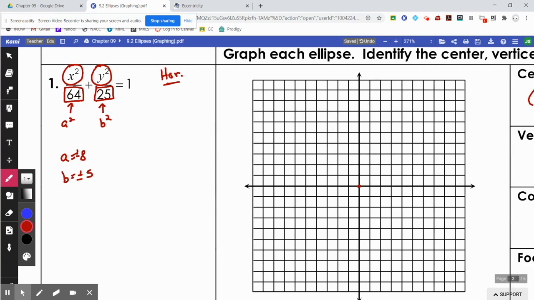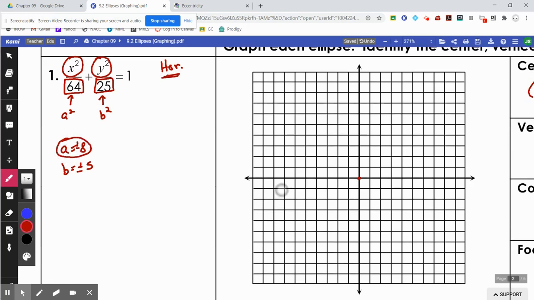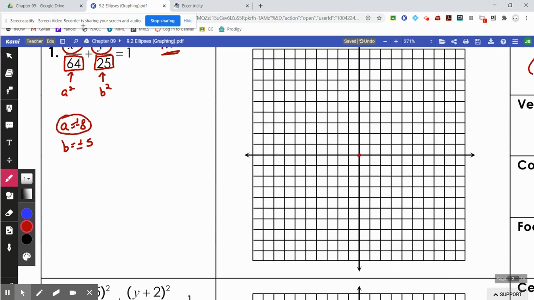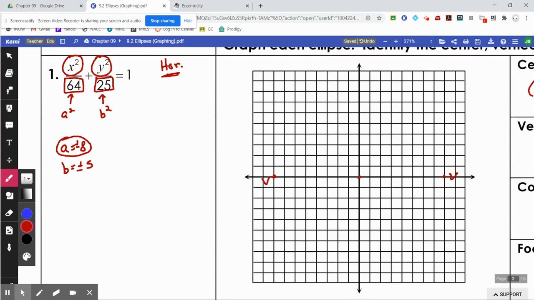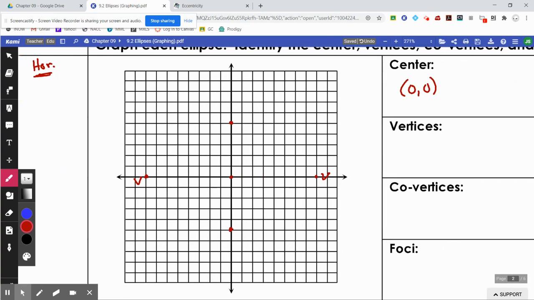So therefore, here's what we're now going to do. Let's graph our vertices by using our a value, and it's horizontal, so we're going to go right and left. So 1, 2, 3, 4, 5, 6, 7, 8 to the right and 8 to the left. That's your vertices. You can put V's there if you want to. Then your co-vertices is going to be plus and minus 5. So go up 1, 2, 3, 4, 5, and go down 1, 2, 3, 4, 5. And there are your co-vertices.